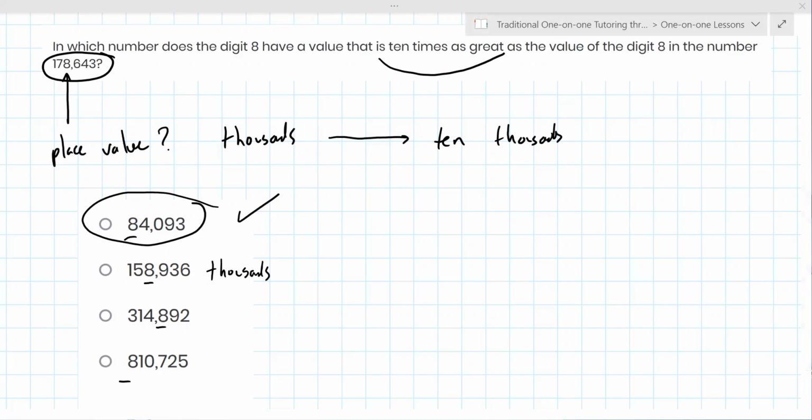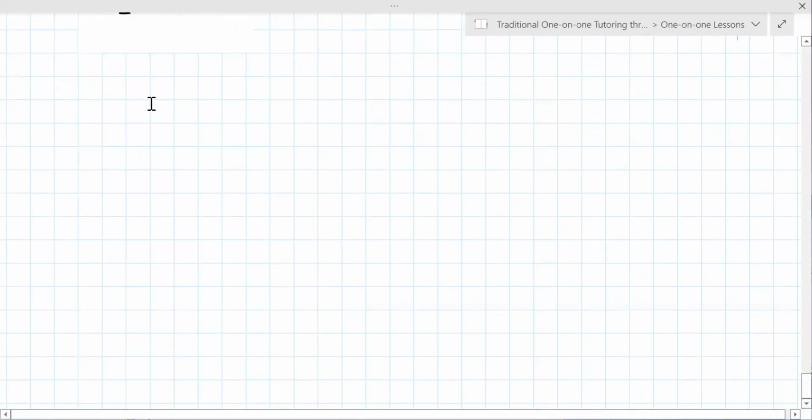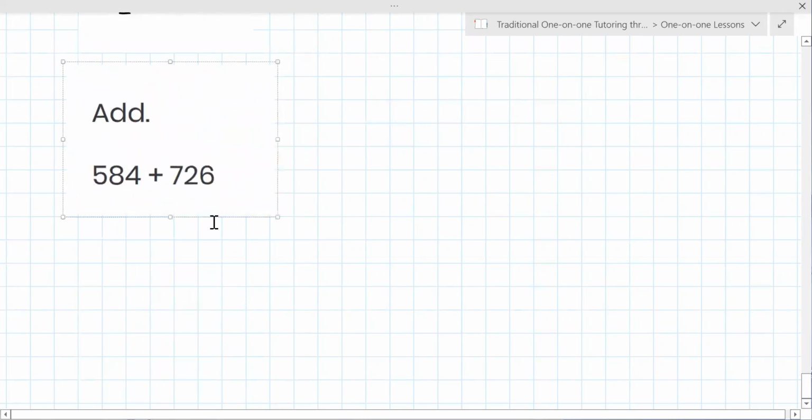We're going to switch to a new topic now with the time we've got left. And these are just a couple of practice problems for you to start with. Do you remember how to add two numbers like this? Do you remember how to start a problem like this if you were asked to add 584 and 726? No. So you write them vertically. Now the order of the numbers does not matter, which one's on top, which one's on the bottom.